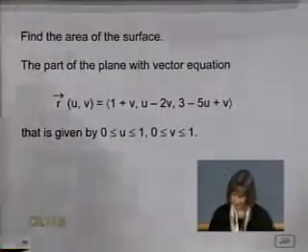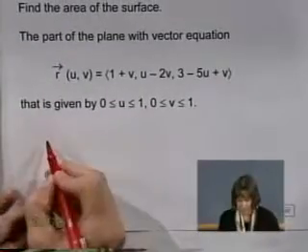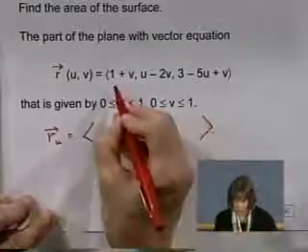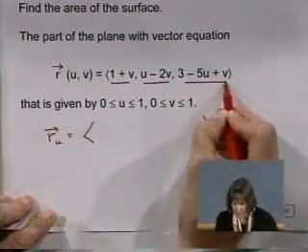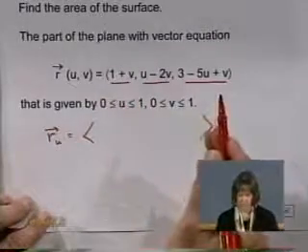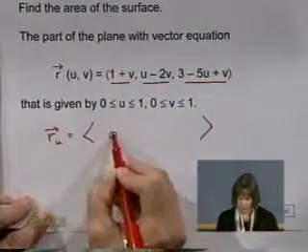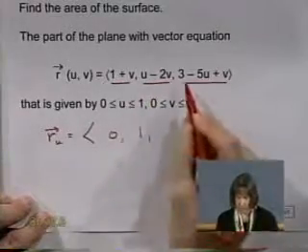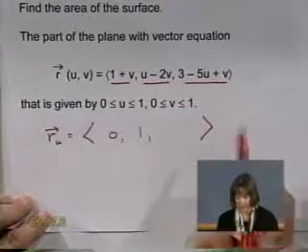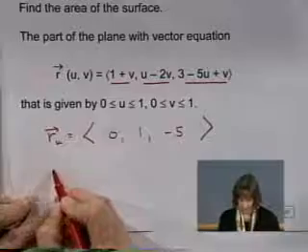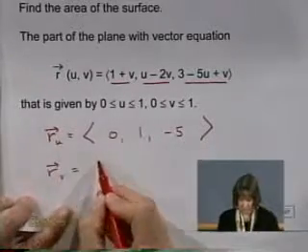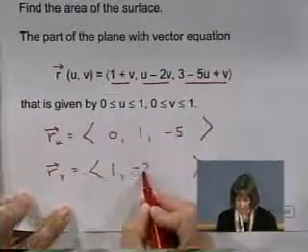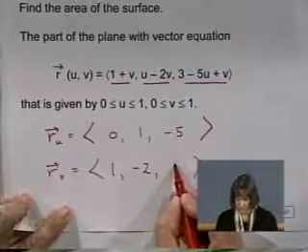Okay, so what is ru? It's the partial of r with respect to u. So I look at my x component, my y component, my z component. What's the partial of 1 plus v with respect to u? 0. What's the partial of u minus 2v with respect to u? 1. What's the partial of 3 minus 5u plus v with respect to u? Minus 5. Okay, now we've got to do the partial of r with respect to v. That with respect to v is 1. That with respect to v is negative 2. That with respect to v is 1.